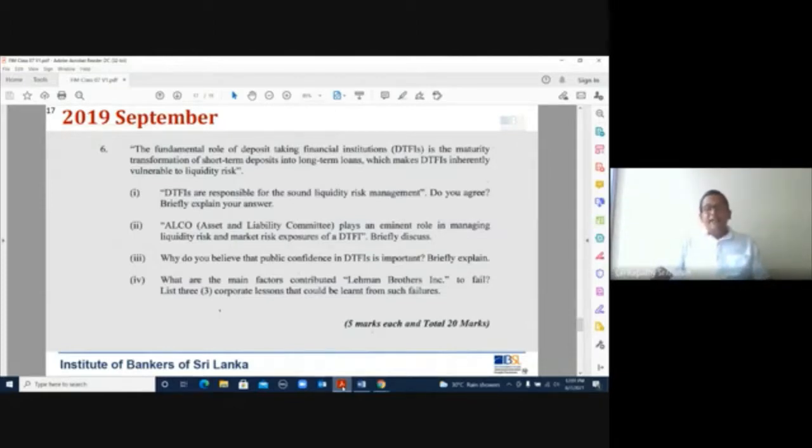What are the main factors that contributed to Lehman Brothers Incorporated failing? Three listed corporate relations. Actually, there's another topic that we will discuss about Ponzi schemes and the failure of global financial crisis. In that case, we can cover it in a detailed manner.